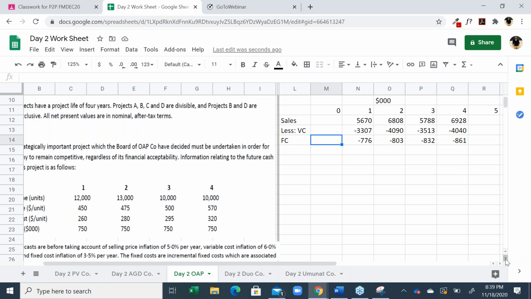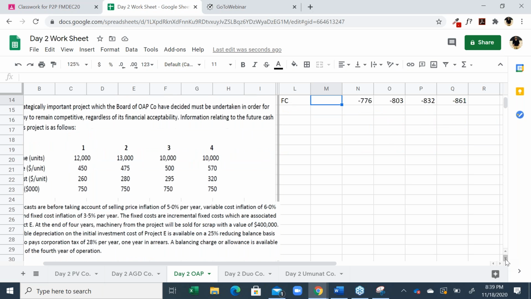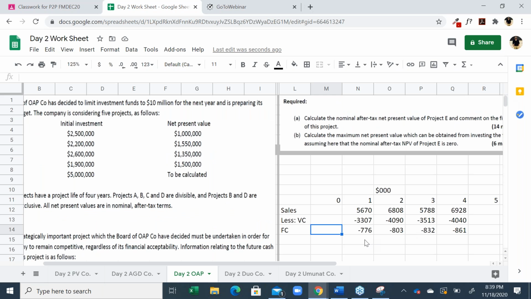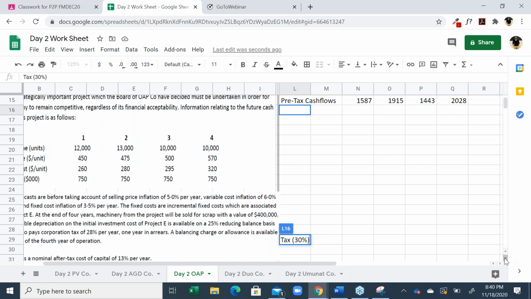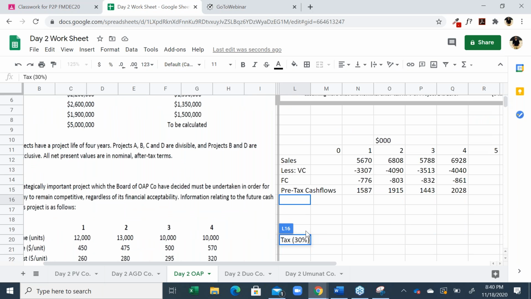So I think we don't have any other tax allowable expenditure that involves cash flow. So we can simply net off these figures. Pre-tax cash flows. After pre-tax cash flows, we should incorporate the tax rate. 30%, I don't know. Let me check the requirement. No, the tax rate is 28%.